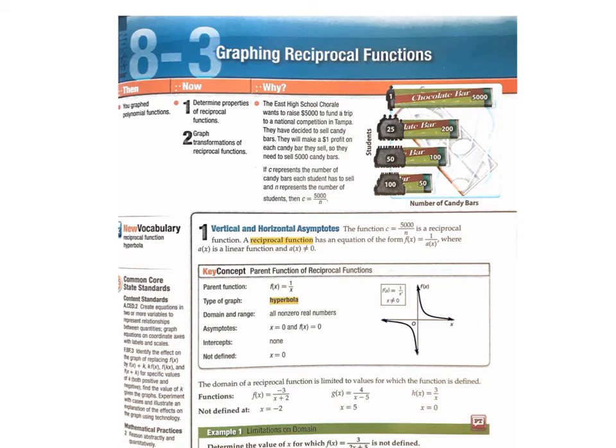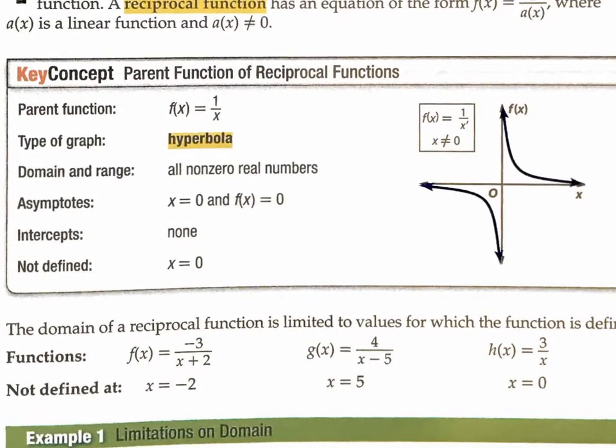Section 8.3, straight from the book. We're going to be graphing reciprocal functions. The previous video was just an intro where we actually graphed this function right here, but instead of f of x, we wrote it as y equals 1 over x.